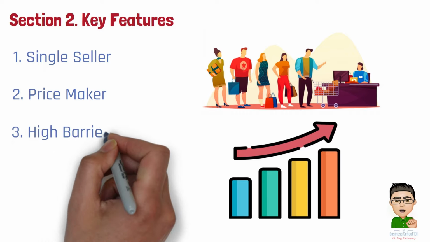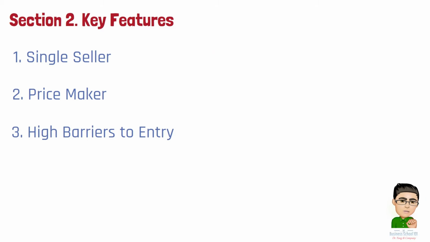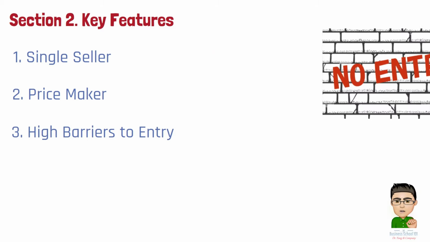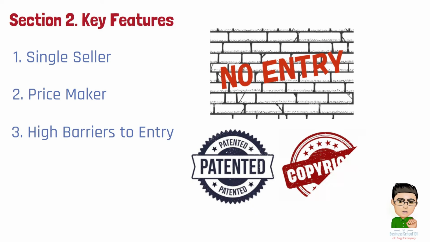Number 3. High barriers to entry. Monopolies are typically sustained by significant barriers to entry that prevent other firms from entering the market and competing with the monopolist. These barriers can include legal protections like patents or copyrights, control over essential resources, economies of scale, or customer loyalty due to brand recognition.